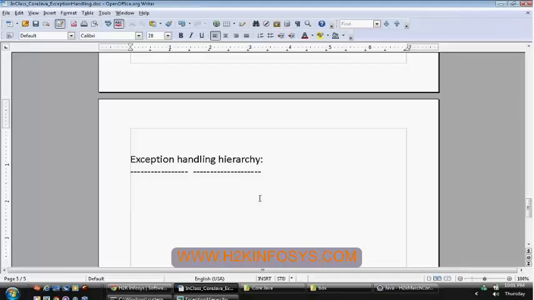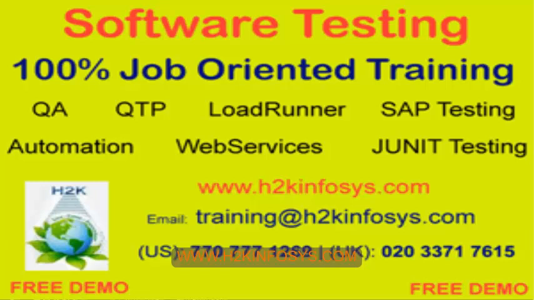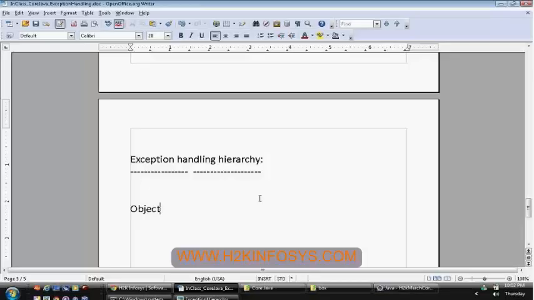Exception handling hierarchy. On the top, for every class, what is the superclass? Object class is at the top level of all the classes. Even if you make use of any API classes, those are also derived from object class only.